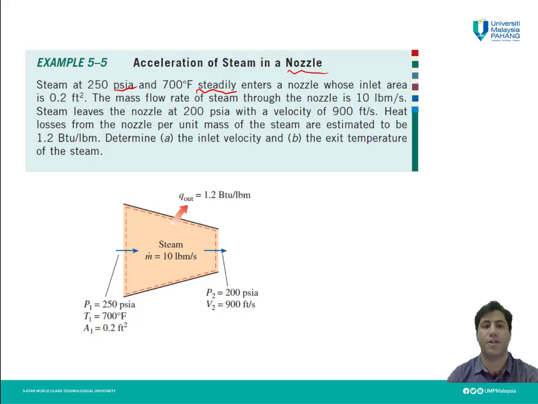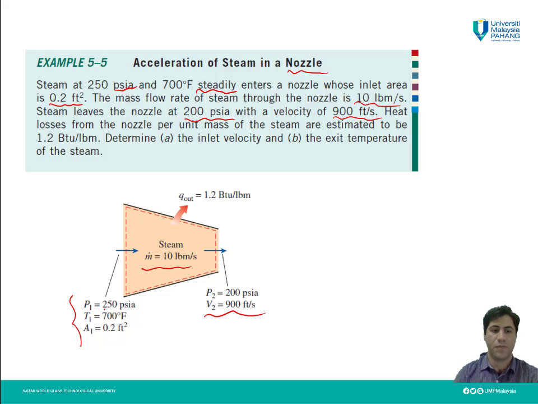The steam with this pressure and temperature enters a nozzle whose inlet area is 0.2 square feet, as it is also shown here, P1, T1, and A1 for our nozzle. The mass flow rate of the steam through the nozzle is also given, which is 10 pounds per second. So we have m dot as well. And this steam leaves the nozzle at 200 psi pressure with a velocity of 900 feet per second, and it is shown here as well. So we know the pressure and the velocity at the exit of our nozzle.